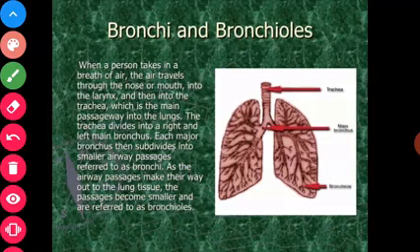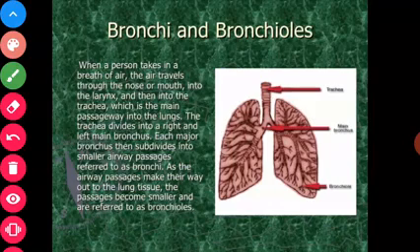Dear students, the lungs are covered by two thin membranes called pleura. You can see the bronchi and bronchioles. The trachea is divided into two bronchi. When a person takes in a breath of air, the air travels through the nose or mouth into the larynx and then into the trachea, which is the main passageway into the lungs. The trachea divides into a right and a left main bronchus.